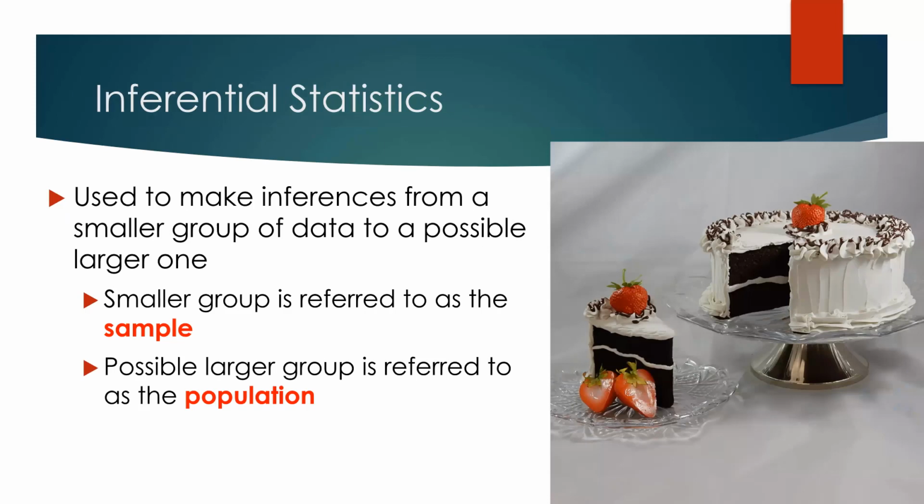So inferential statistics are used to make inferences from a smaller group of data to a possible larger one. So my toolbox example doesn't really work for inferential statistics. A better example I like to use is a cake analogy. Say that you go to your favorite grocery store, and sometimes they have people out in the aisle with a certain food product, and they're going to give you a little sample, right? Because they're trying to sell the product. So let's say that they're selling a cake, they give you a little slice of the cake.